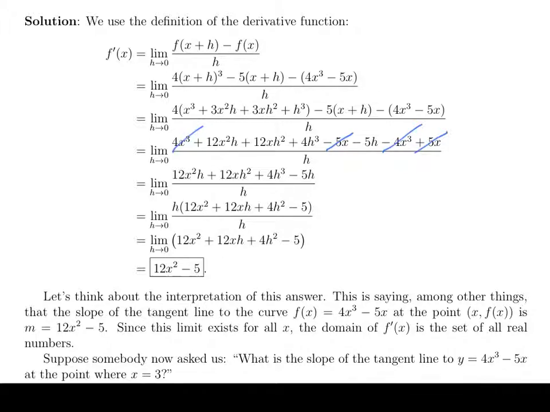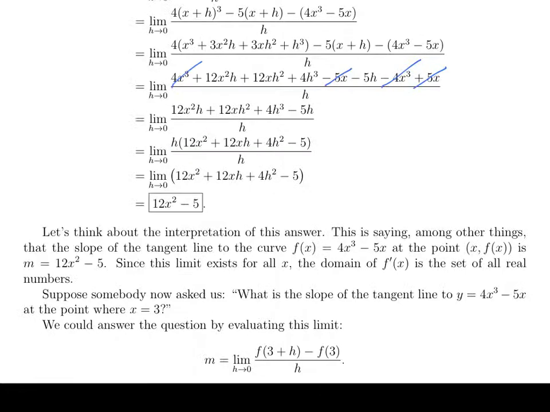Let's suppose somebody asked us, what is the slope of the tangent line to y equals 4x cubed minus 5x at the point where x is equal to 3? Well, we know what to do with that. We evaluate a limit. This is the limit that you would evaluate. We've seen this many times. But now that we've calculated the derivative, we can just bypass this.